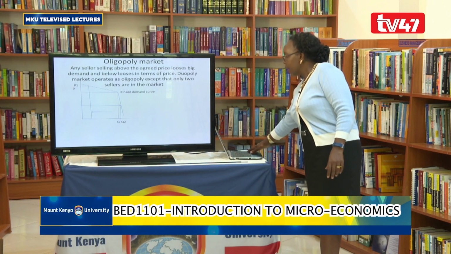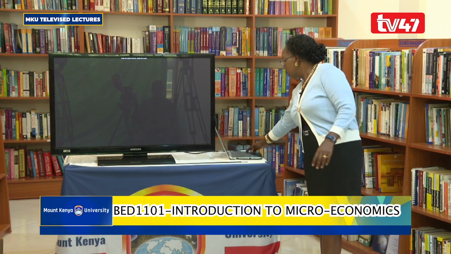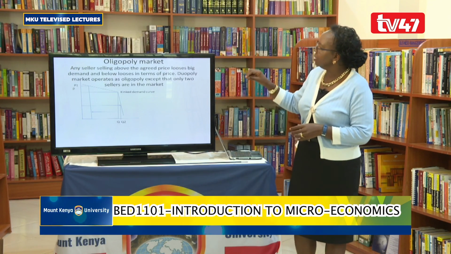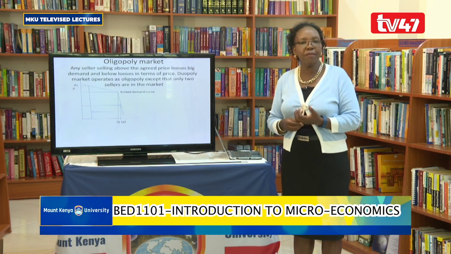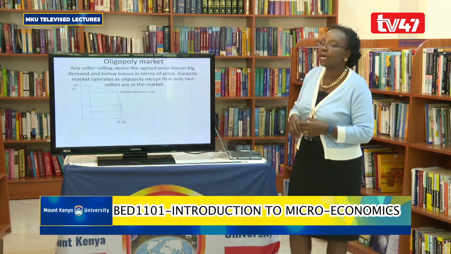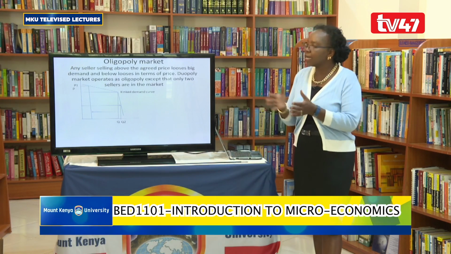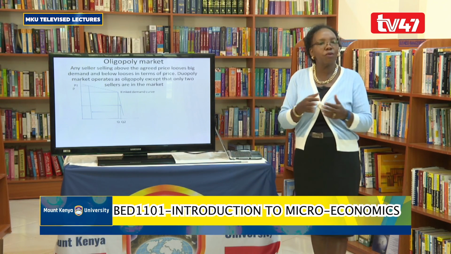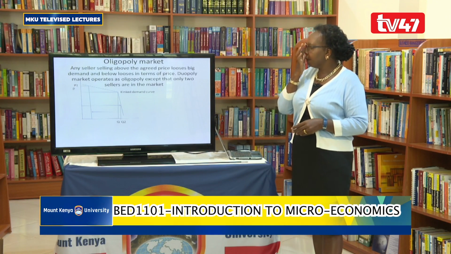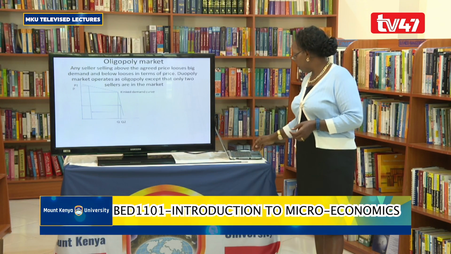Lastly, the duopoly market operates exactly as the oligopoly market, except that there are only two players, only two sellers and many buyers. They must agree. If they don't agree, one of them will definitely be thrown out of the market, because the competition is normally very high.